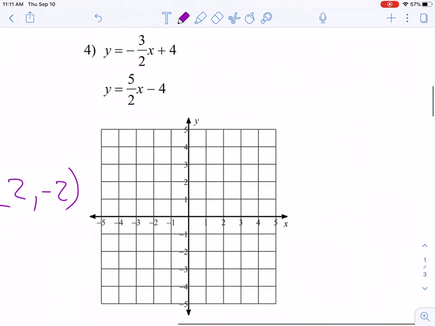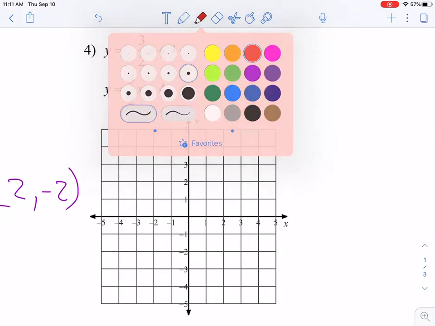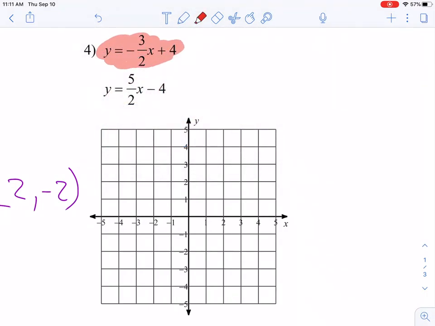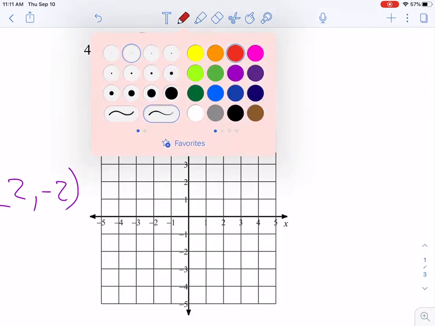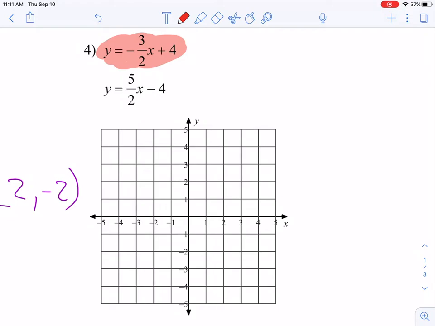For number 4, same deal. I'll start by graphing my top equation. We're beginning at positive 4 and moving down 3, right 2. So we begin at positive 4 and we move down 3, right 2, down 3, right 2. The line did not work out well. There we go.